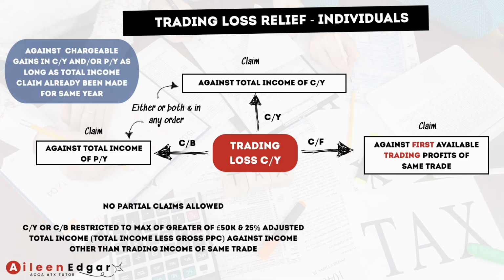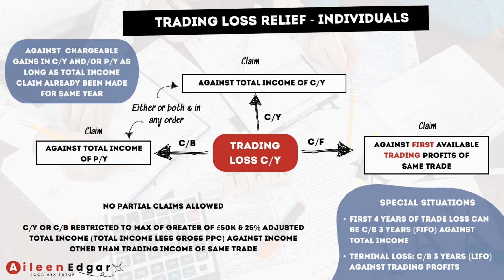What is adjusted total income? It is our total income less any gross personal pension contributions. So you would need to check what that amount is, 25% of that figure, and £50,000, take the greater of those two figures, and double check that you're not trying to use more trading loss in the current year or the prior year than you're allowed to do.